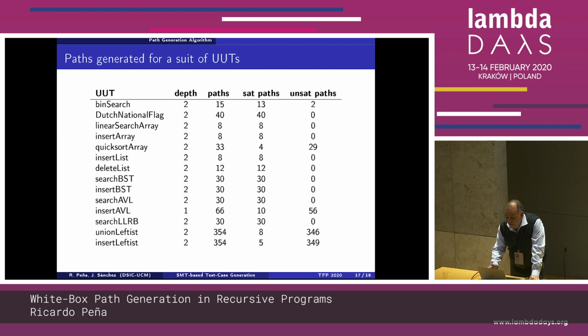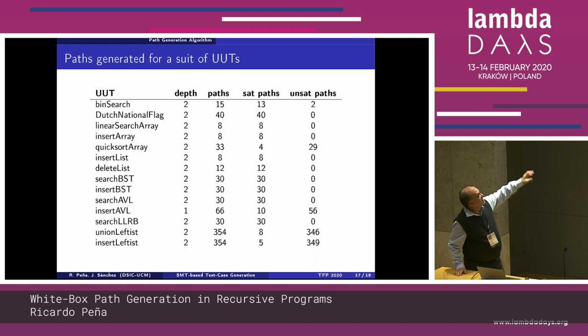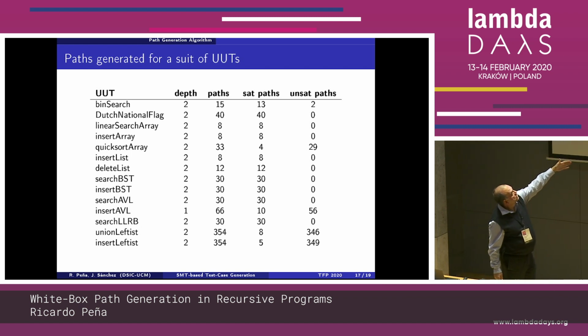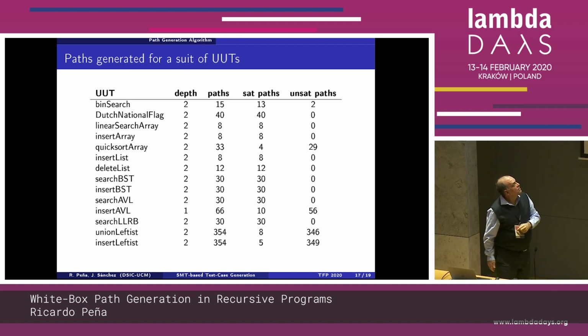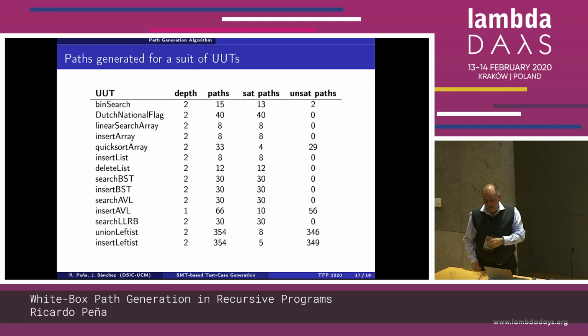We have done this for several units. The first 5 correspond to imperative programs dealing with arrays. The last corresponds to a functional program dealing with trees. And this is the depth of the paths. In the first one, only with that depth, you get 66 different paths. At greater depth, you get several hundreds. But most of them are unfeasible. The only feasible ones are 10. Then the paths in the SAT column correspond to test cases.